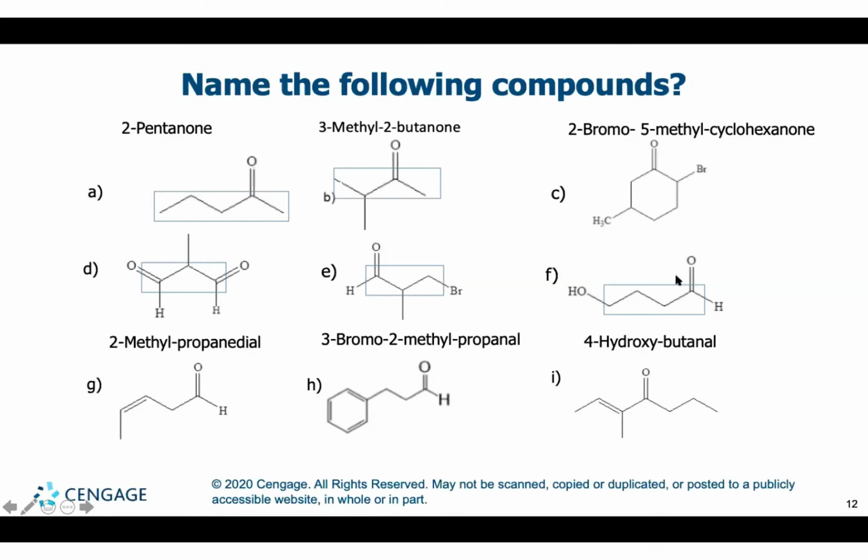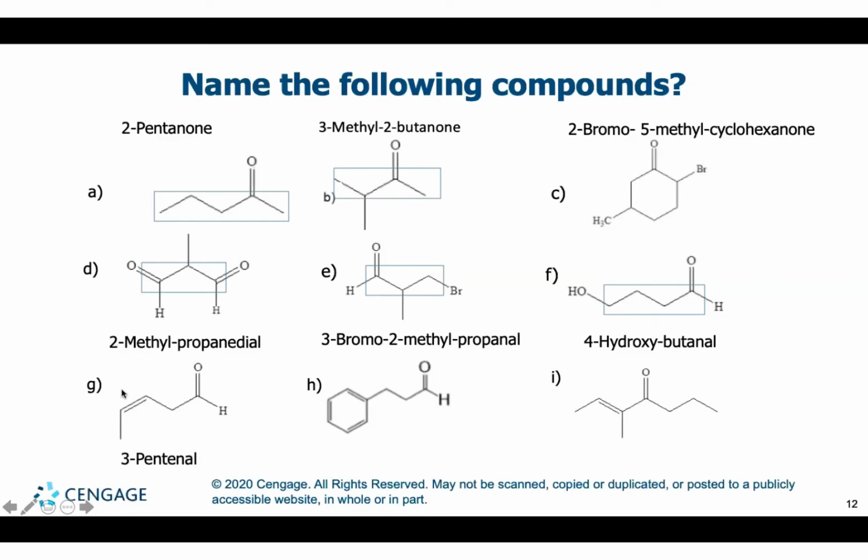Why did we number from the right side, guys? 1, 2, 3, 4. Because we should number from the root name, which is aldehyde here, because it's the higher priority group. 4-hydroxybutanal.